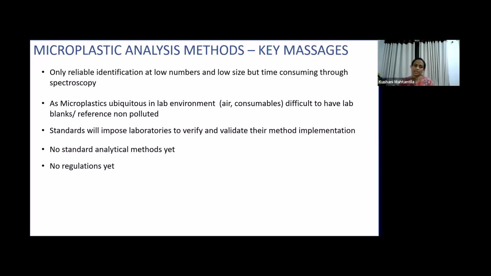At the moment there is still no ISO standard, but there are some ASTM US standards for methods, and still no regulations. So we don't have a threshold number for microplastics in our drinking water. Those are to be developed in the future. However, to develop the regulations, we need standard methods, and the methods should be standardized.